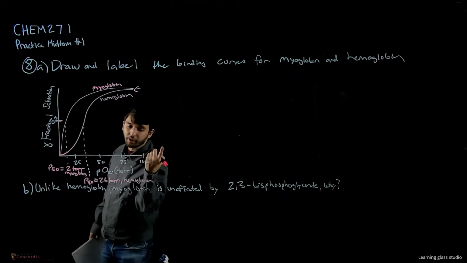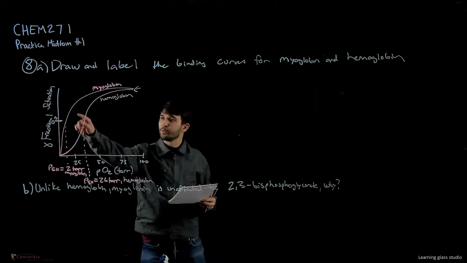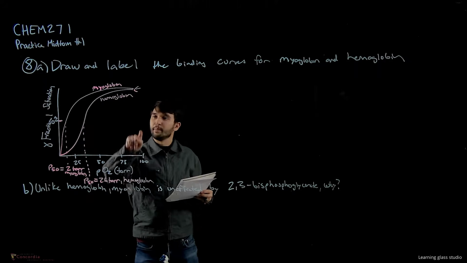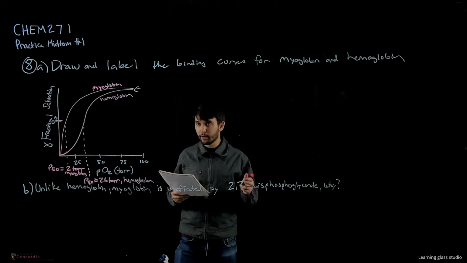I didn't scale it particularly well, but the point still gets across. So the difference between these is myoglobin is just a normal hyperbolic curve. Hemoglobin is a sigmoidal curve. So what is the reasoning for this?